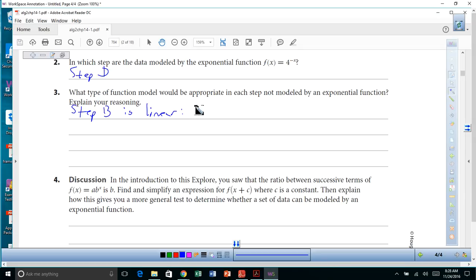Common difference, D, equals 6. Common difference is 6. And then what was it? C. Let's go back to C.